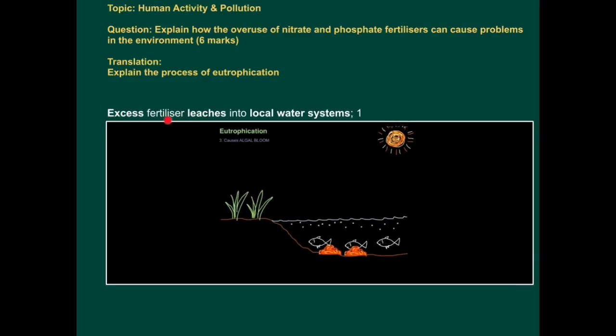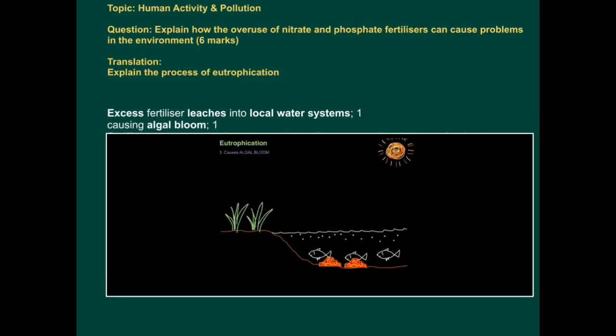So excess fertilizer, in other words, the stuff that remains after the plants have taken what they need, leaches. That means rainwater dissolves it and it's carried into local water systems. Now you can see these little green dots here. They represent tiny microscopic plants called algae.